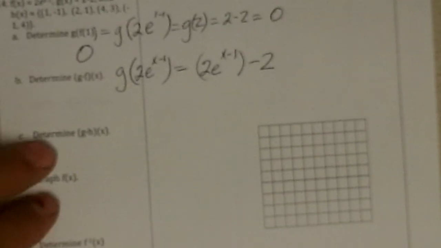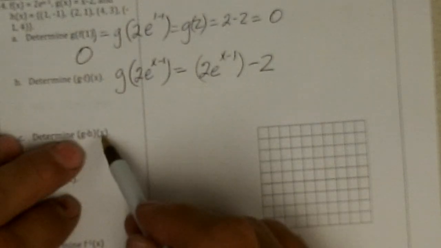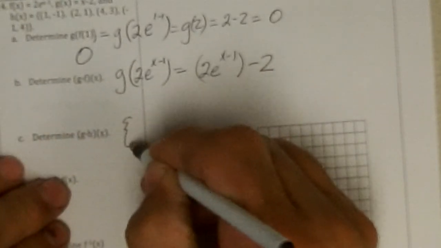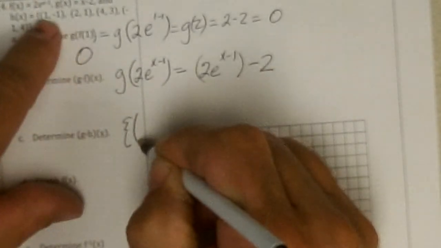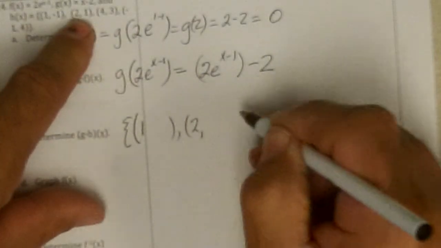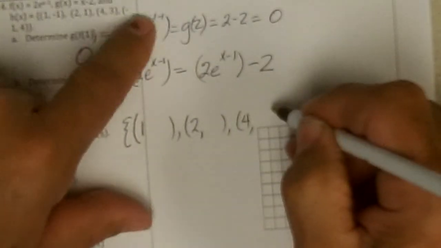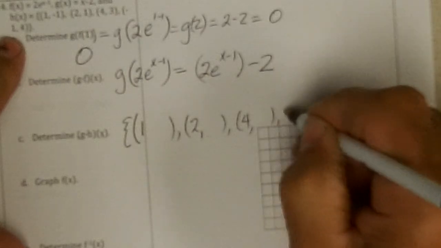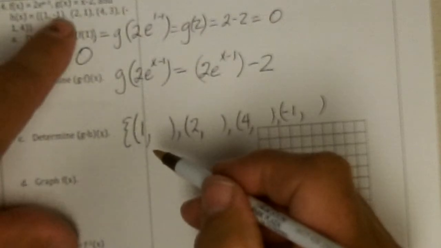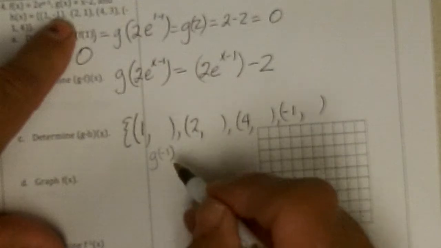And now we're supposed to put h into g. But h is only defined for certain points. So we're going to be able to start h with a 1 or a 2 or a 4 or a -1. Now 1 goes to -1, so I've got to find g of -1.